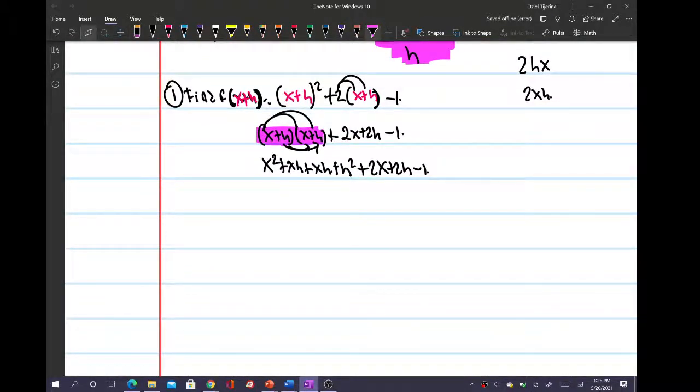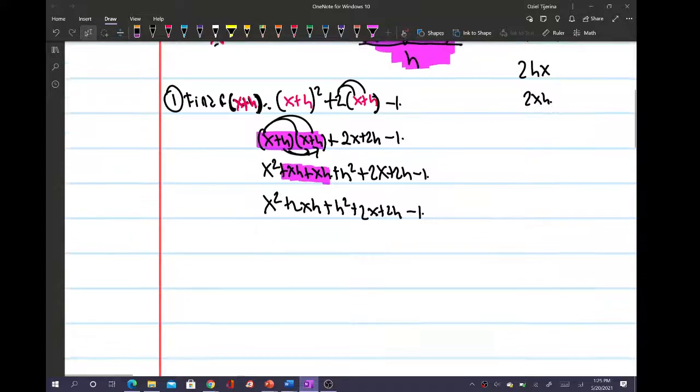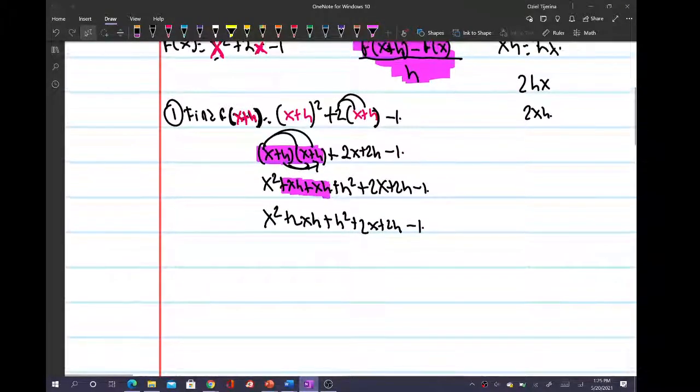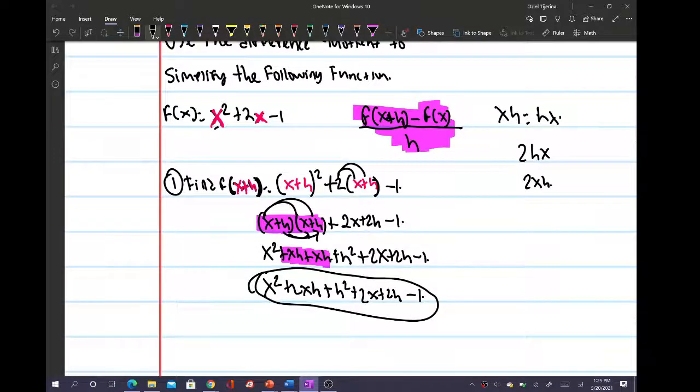And now we're going to go ahead and simplify this. Notice here we have two like terms. So we're going to say x squared plus 2xh plus h squared plus 2x plus 2h minus 1. Okay. And now we look at this and we say, okay, we've gone ahead and done f of x plus h. So we already have f of x, right? F of x is right here. So we don't need to do anything for this part.